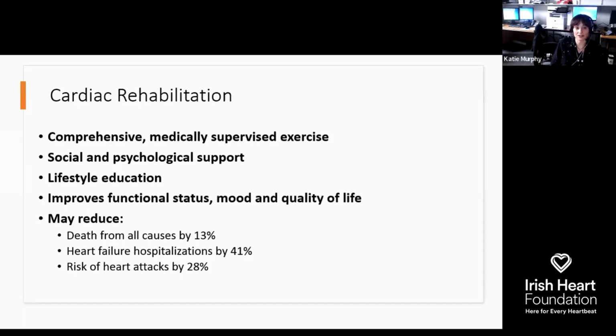Now, one of my last plugs is for cardiac rehab. Cardiac rehab is amazing. It is medically supervised exercise and it's helpful for multiple reasons. It doesn't just increase your fitness or your functional status, it also improves your mood, your quality of life, and reduces your risk of coming into the hospital and your risk of having a heart attack. People find that they develop not only increased fitness, but also increased confidence because they know what they can do safely, as they're being monitored.